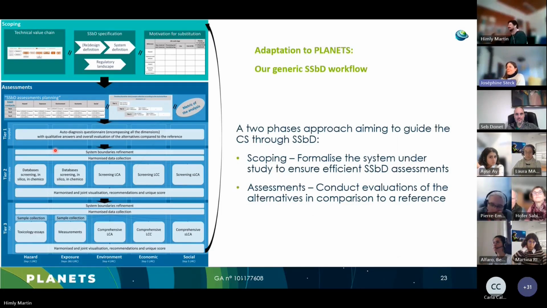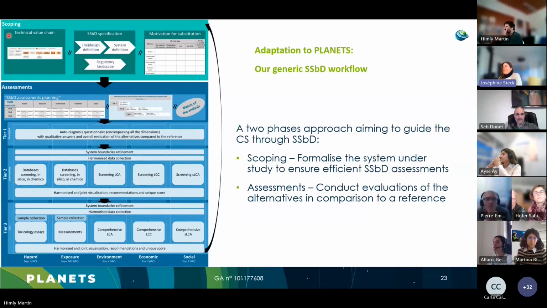Okay, so now it will be an easy piece of cake because Sabine, Norbert, and Carla have explained everything very well. Based on what you have seen before, we have developed our Planet generic SSbD workflow to be followed in the case study. This workflow is divided in two main phases. First one, the scoping, and second one, the assessment. This is basically what Carla showed you at the beginning of her talk.